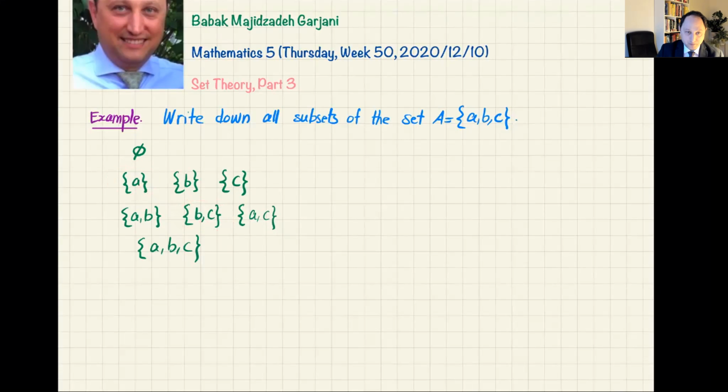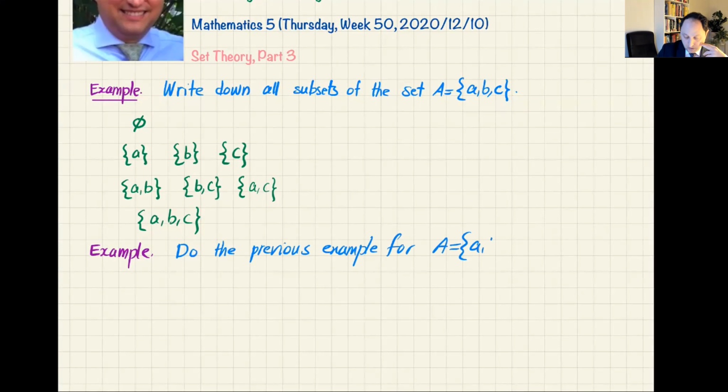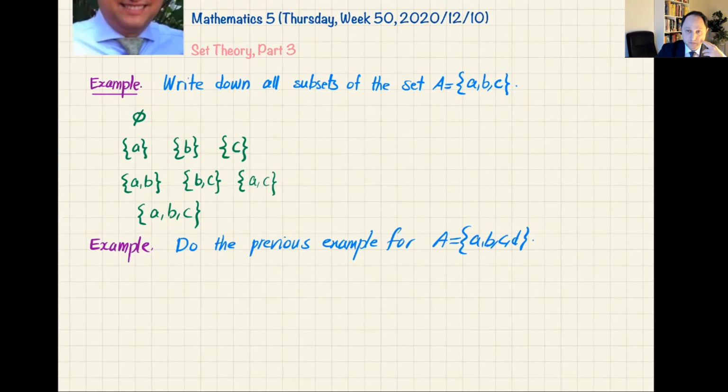Okay. But these are the only subsets that I can come up with. How many of them are there? 1, 2, 3, 4, 5, 6, 7, and 8. Okay, so let me just do this quickly for a 4-element set. It might be a little bit boring, but let us just do that. So example, do the previous example for this set. A includes A, B, C, and D, 4 of them.